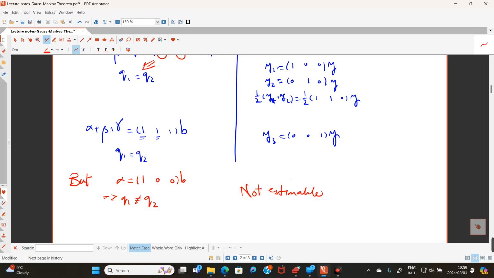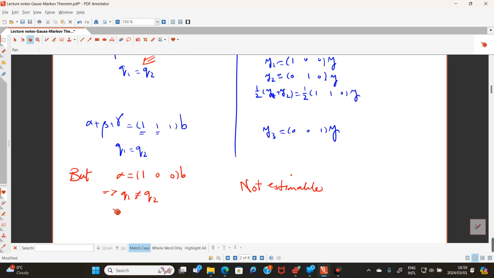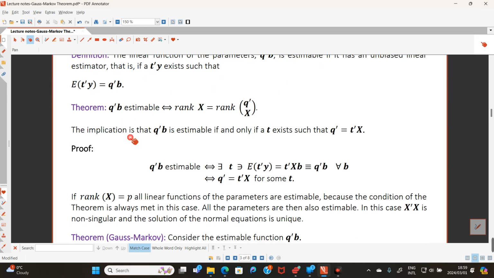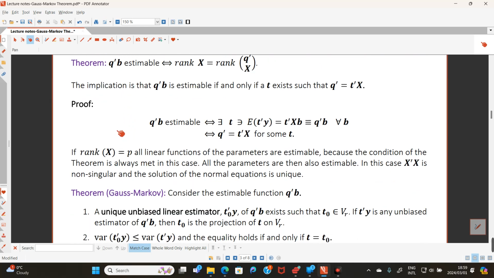So we see that the condition is not satisfied, and we already showed in the example that for this specific linear function of parameters, you do not have an estimator. Now let's go to the proof of the theorem. The proof of the theorem is pretty straightforward.